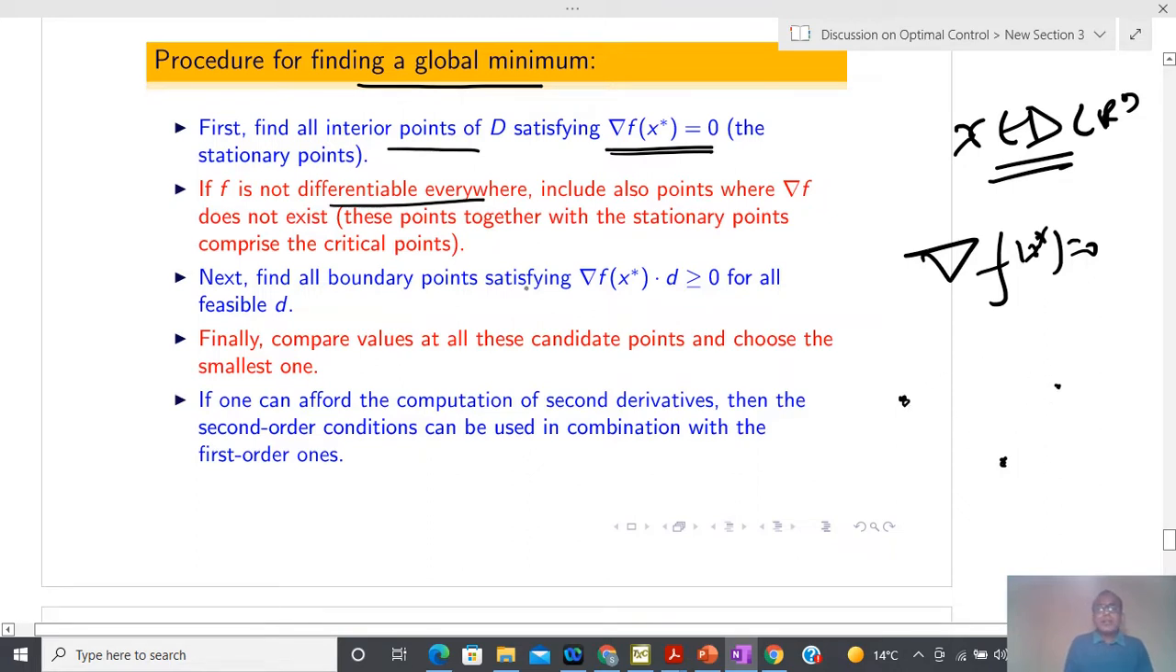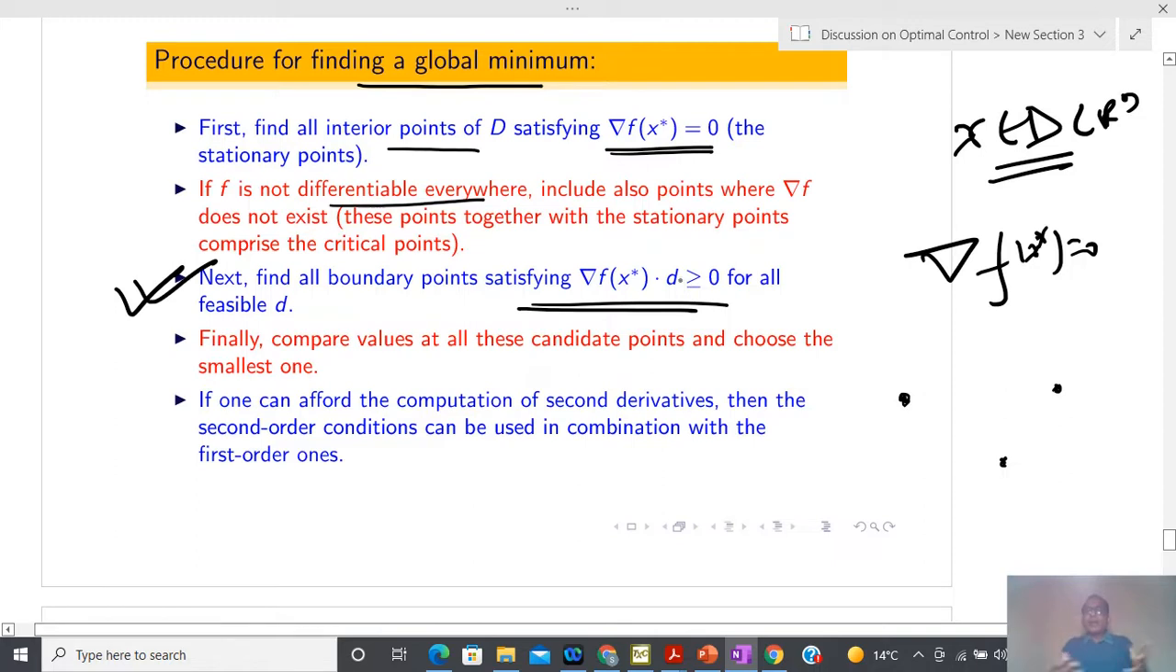Then find all boundary points that satisfy this. We know why this condition comes into the picture: in order to make sure that I am going to move in a feasible direction. Due to that reason, at boundary points, where it is not differentiable, I have to make sure that this condition is satisfied.